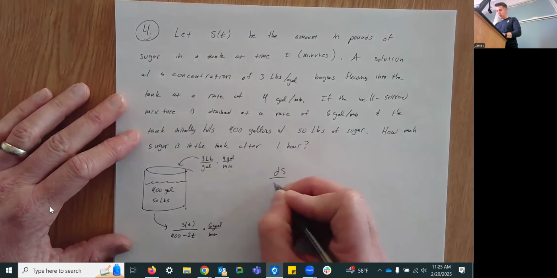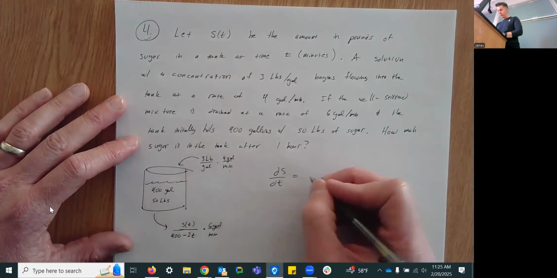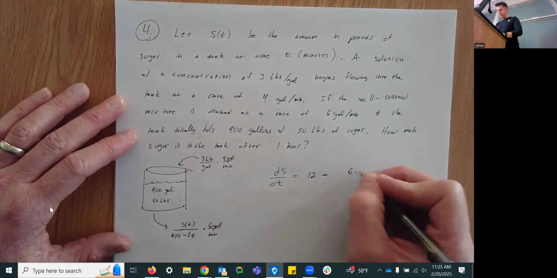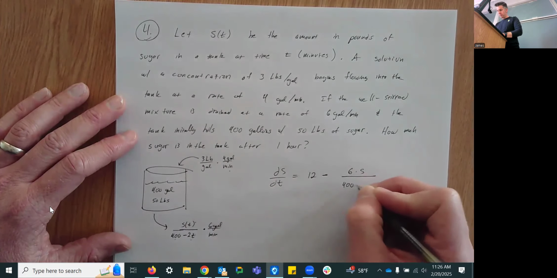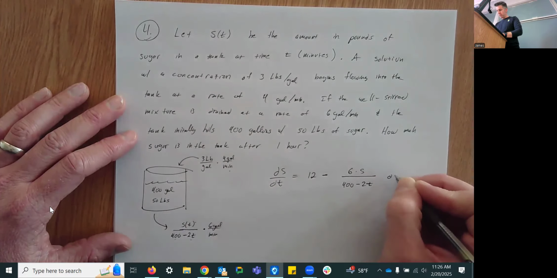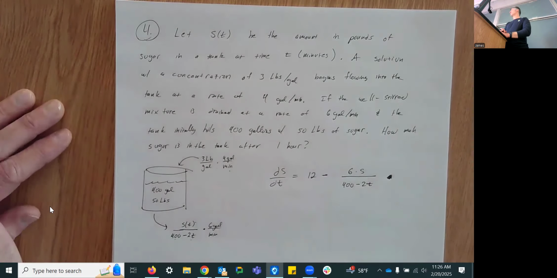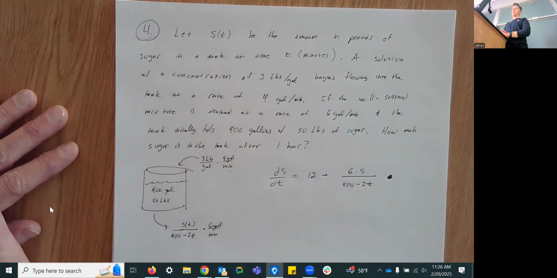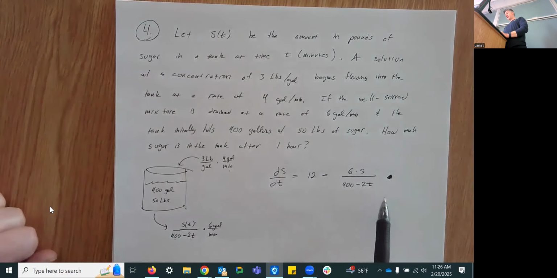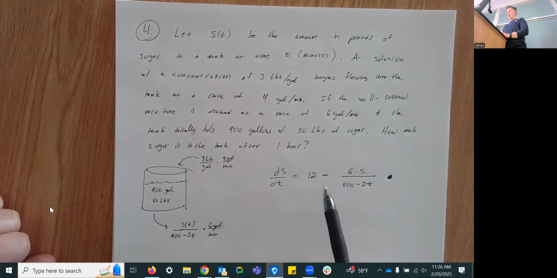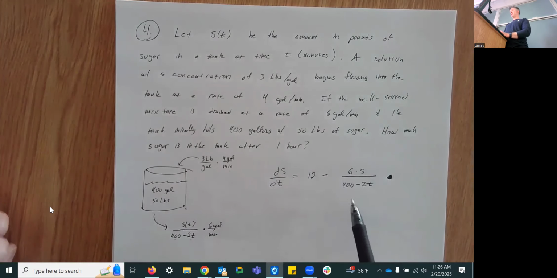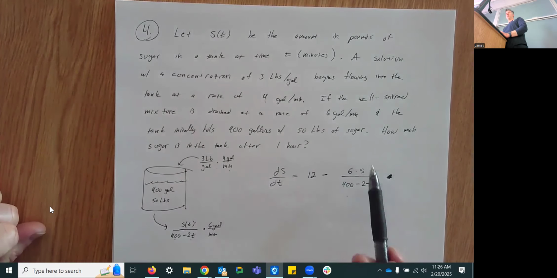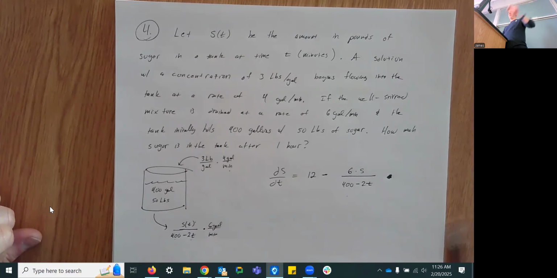ds dt is equal to 3 times 4 minus 6 times s over 400 minus 2t. What do you do? We cannot do this as a separable differential equation. If we want to separate, we'd have to get a common denominator on the right hand side, but then the denominator will have t's and the numerator will have t's and s's, and you're stuck.